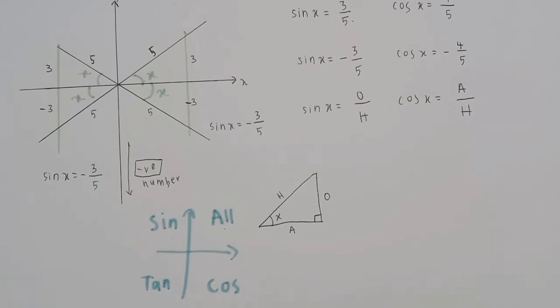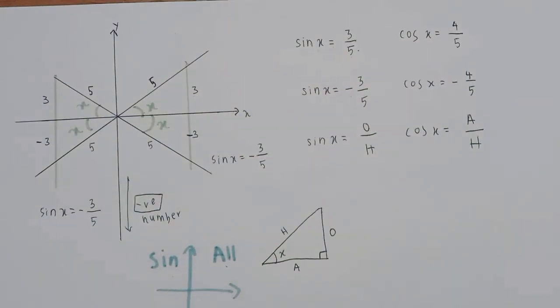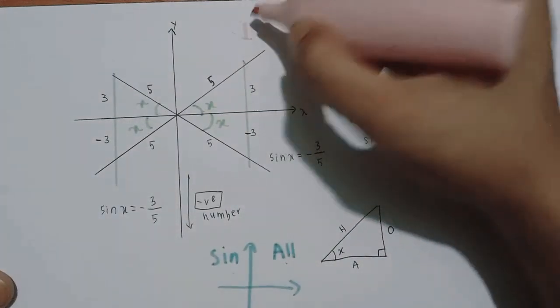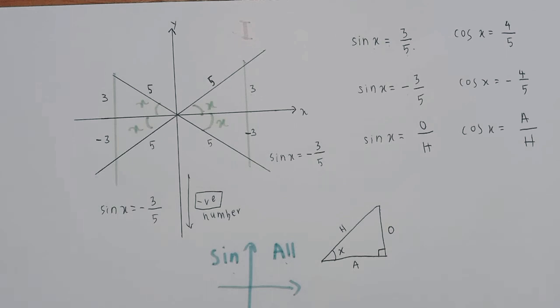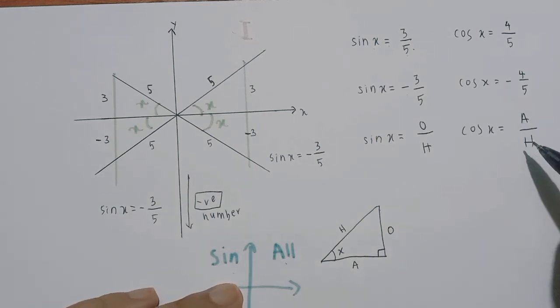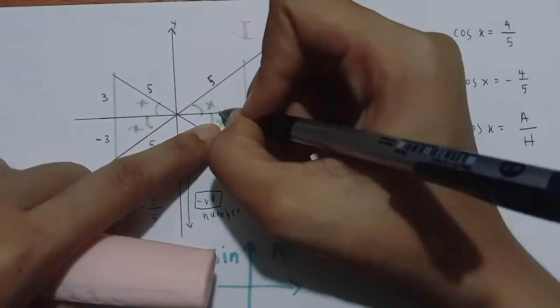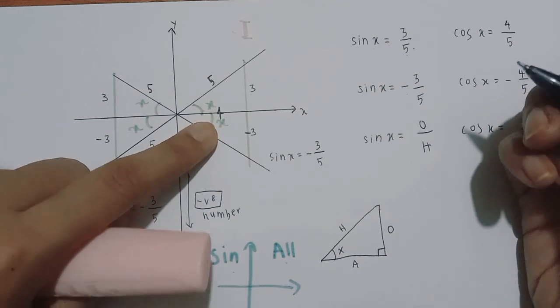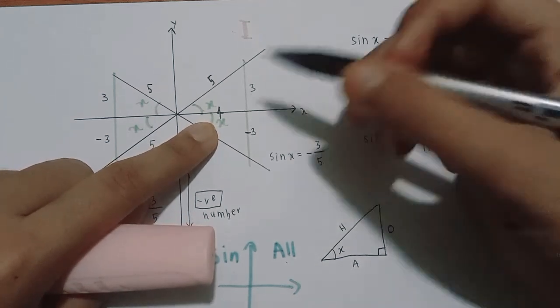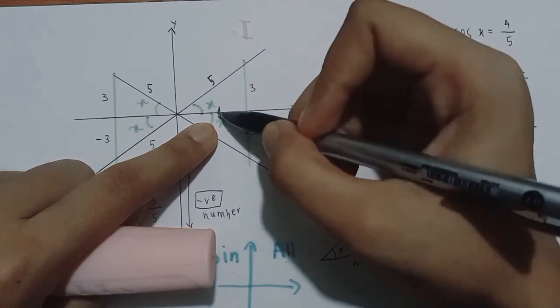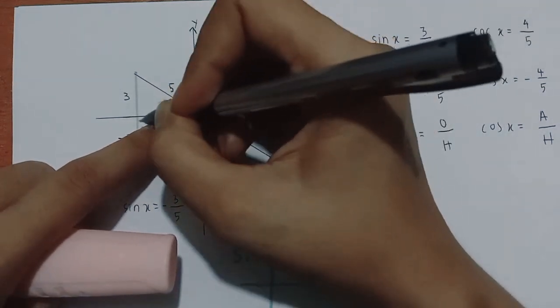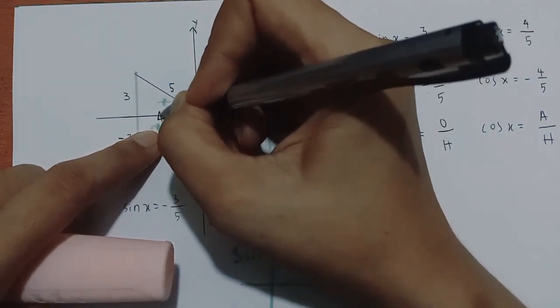For the cos, as we can see here, I just wrote it. Cos is 4 over 5. We move to our first quadrant. Cos is adjacent over hypotenuse. Adjacent is 4 here. I hope you can see it. It's 4, right? So 4 over 5. Adjacent and hypotenuse. And we look here, it's the same. It will be adjacent and hypotenuse for here.